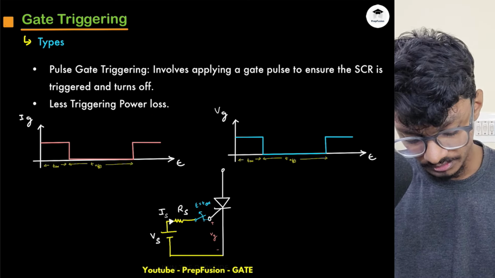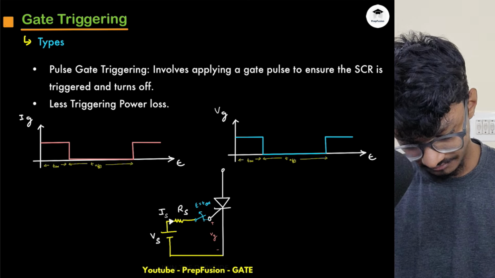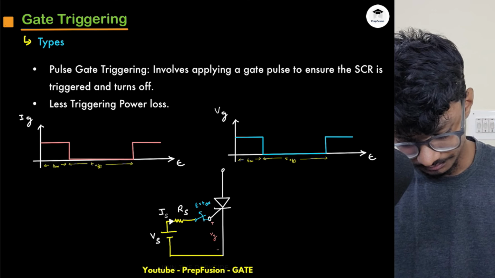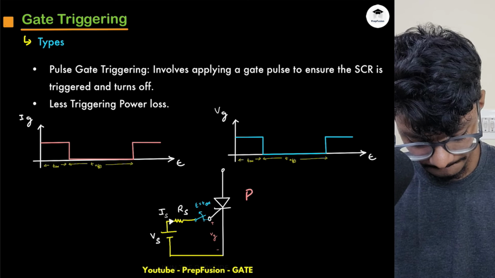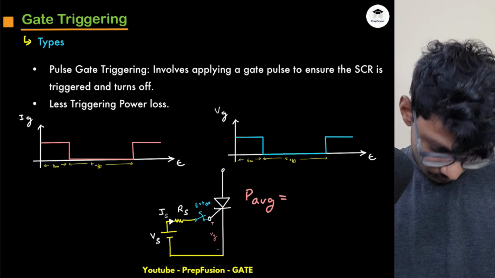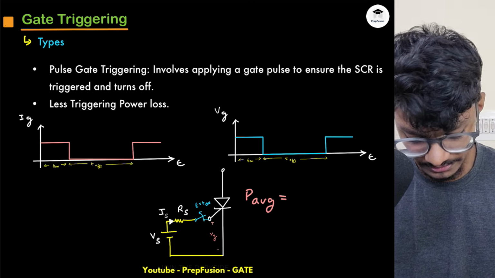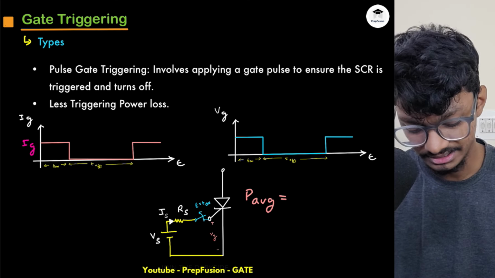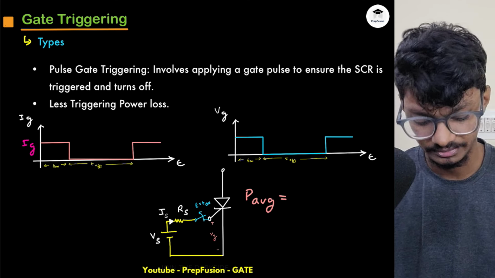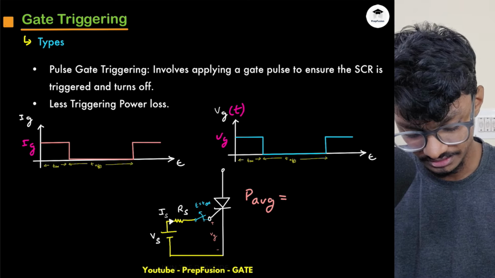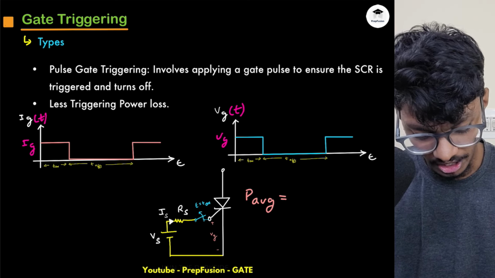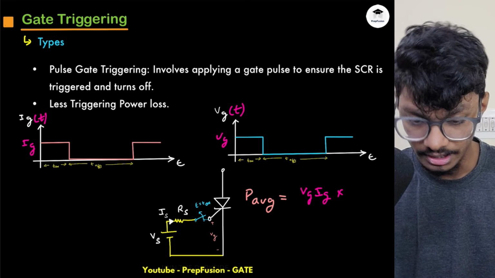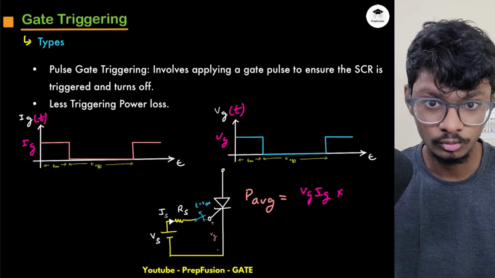So this time, what will be the average power? If I find out the average power, P average will be simply this. Let's name this current IG, and this is VG. I'm just naming now, this is VG of t, this is IG of t. So average power will be the area of VG into IG, like area by total time period.